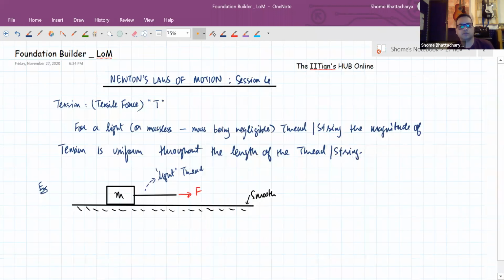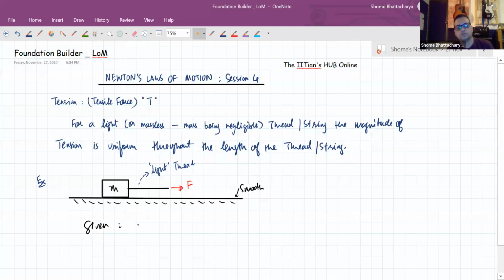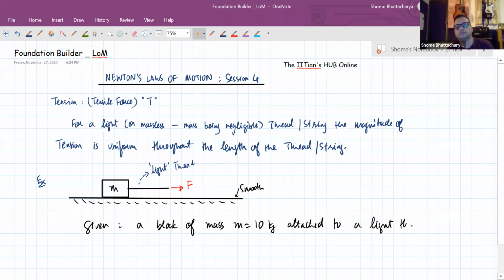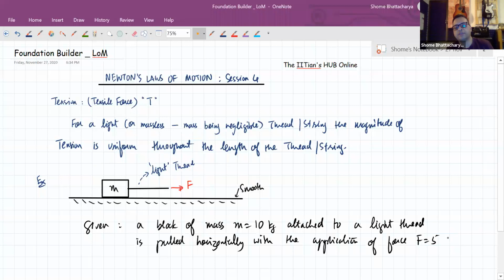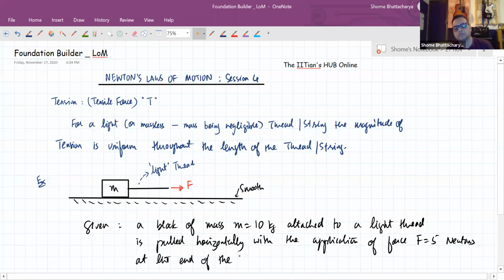So in this case, let us say, given a block of mass 10 kilograms attached to a light thread, is pulled horizontally with the application of force F equal to, let us say, 5 newtons at the end of the thread, as shown.